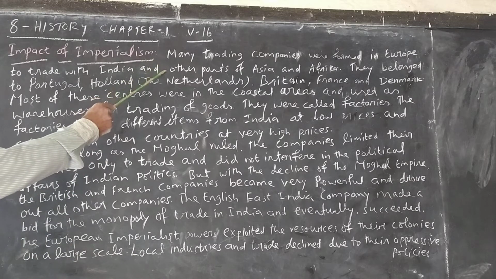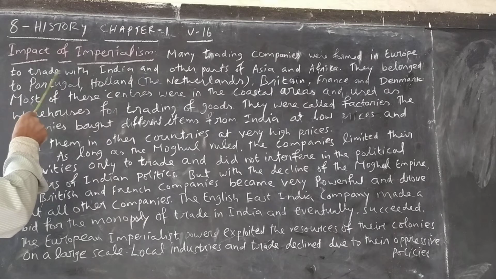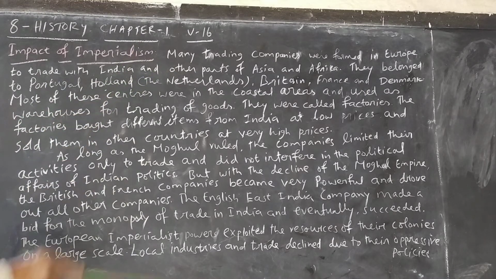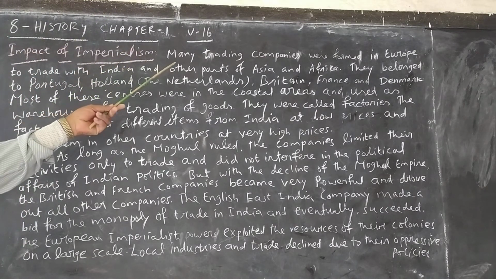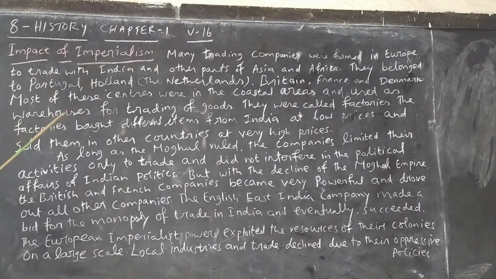Many trading companies were formed in Europe to trade with India and other parts of Asia and Africa. Trading companies. They wanted to come here, they purchased goods at a low rate and took them back, sold them at a high rate. This was trade. They came all the way from Europe to India and other countries and Africa also. Many trading companies were formed in the European continent.